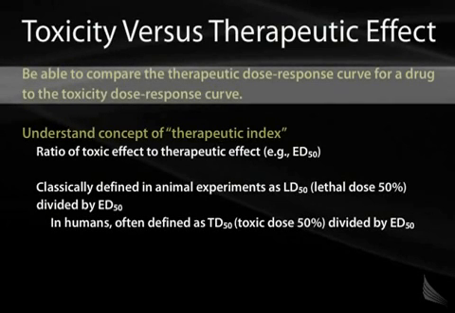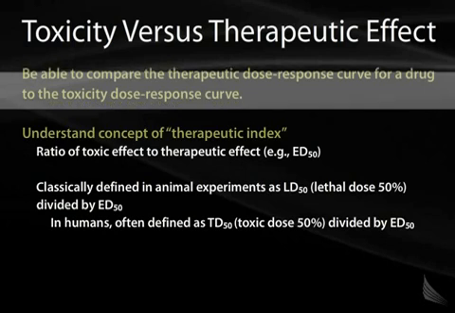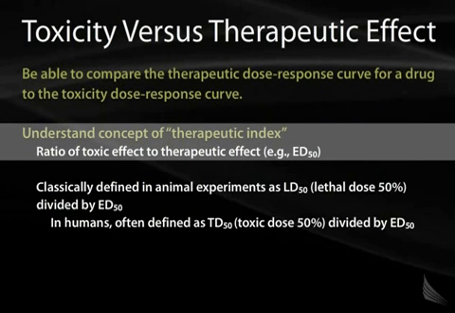It's also very important to compare the therapeutic dose-response curve to the toxicity dose-response curve. This will give you, for any drug, a therapeutic index. Every drug has its own therapeutic index, and this is basically a ratio of the toxic effect to the therapeutic effect.